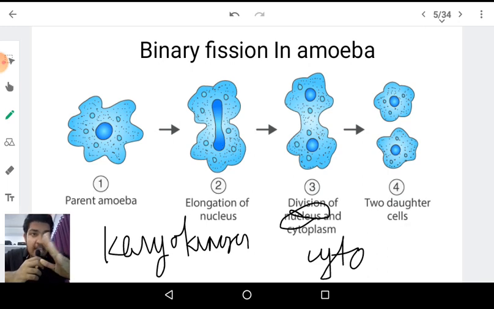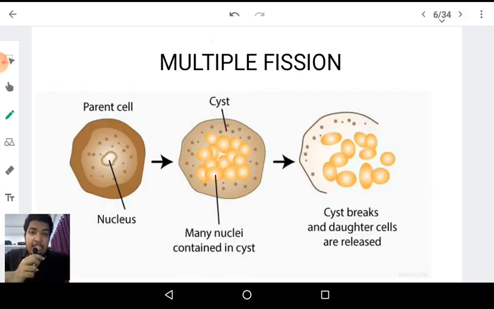So here you can see the entire process. In step 1, karyokinesis happens, that is the division of the nucleus, followed by the division of the cytoplasm, which is known as cytokinesis, and then there is the formation of two daughter cells. It's a very simple process. However, some organisms like the malarial parasite, Plasmodium vivax, show another type of fission which is known as multiple fission.